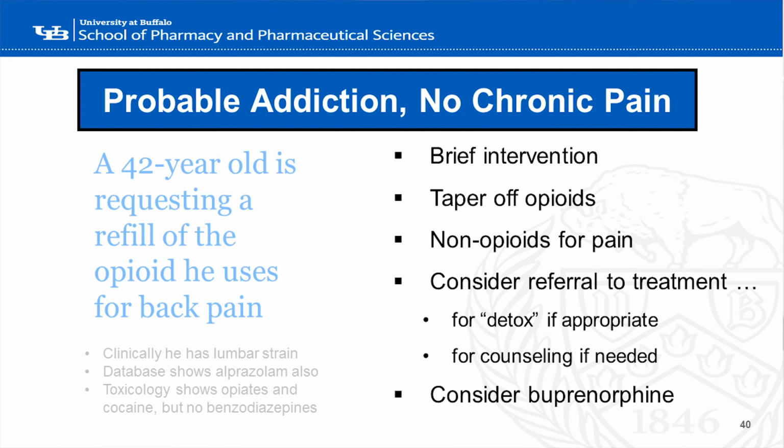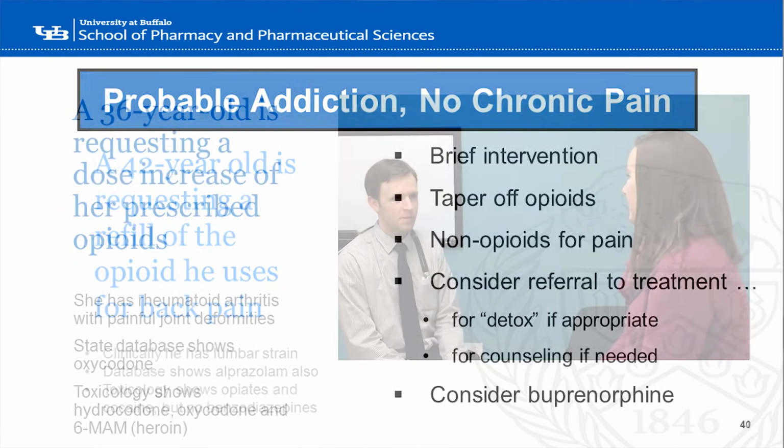And there's no evidence of chronic pain here. He has not had surgical procedures. His MRI scans were normal, and clinically he just has muscle strain. So here you could perform a brief intervention, we'll talk a little bit more about this later, taper off all the opioids, consider non-opioids for pain, and if his addiction's severe enough, he might need detox or counseling. And also, this patient may be a good candidate for buprenorphine or even a referral to a 28-day inpatient treatment program.